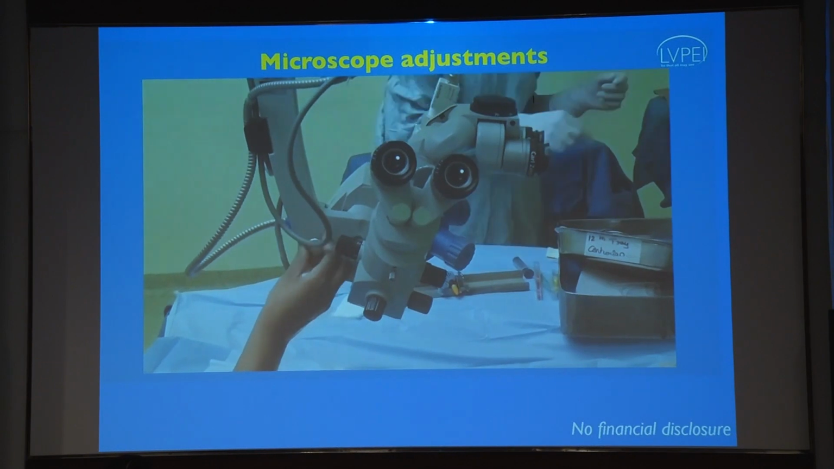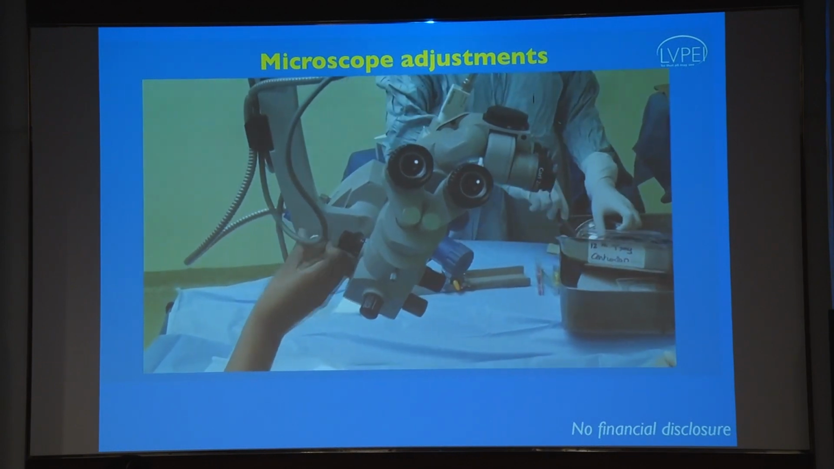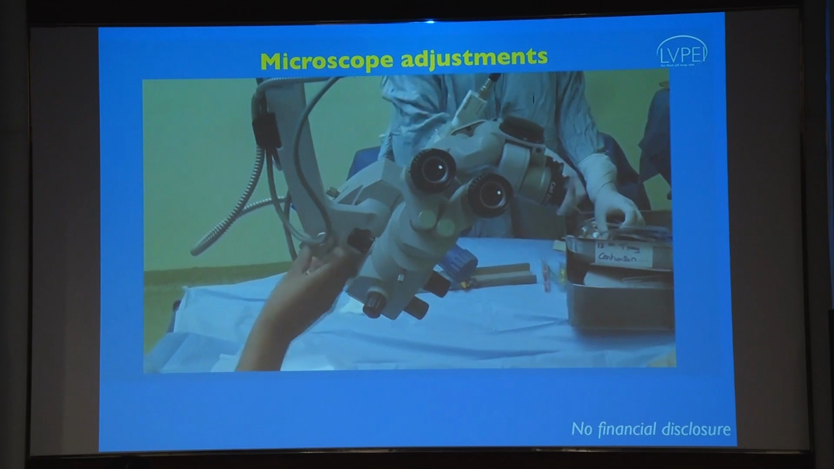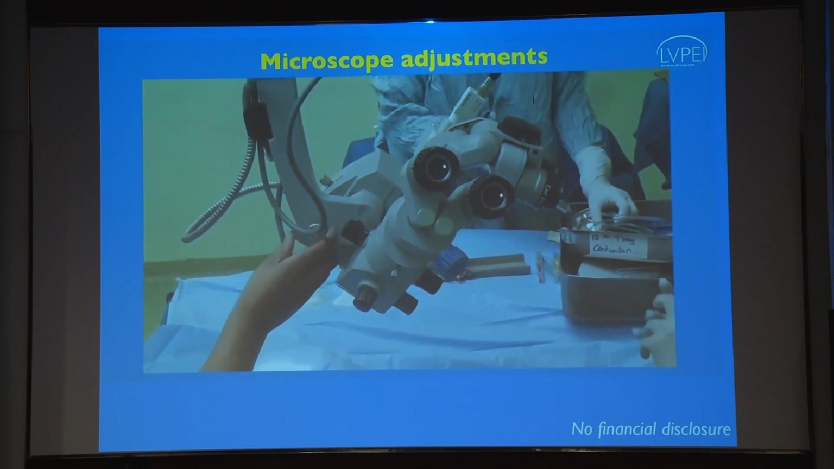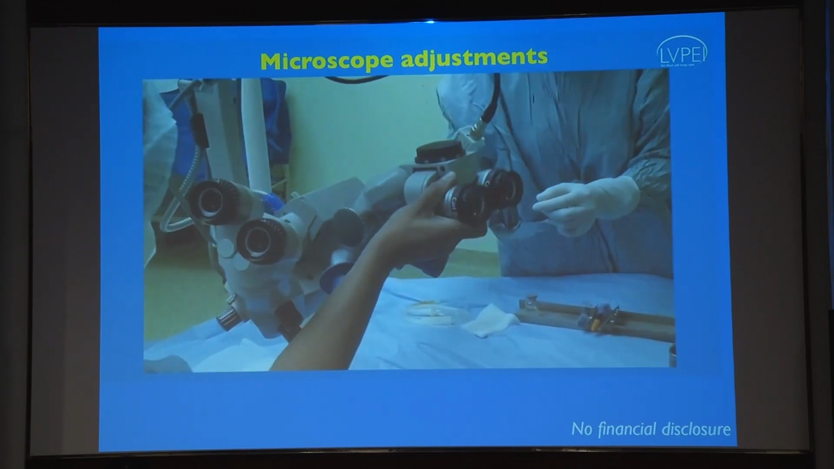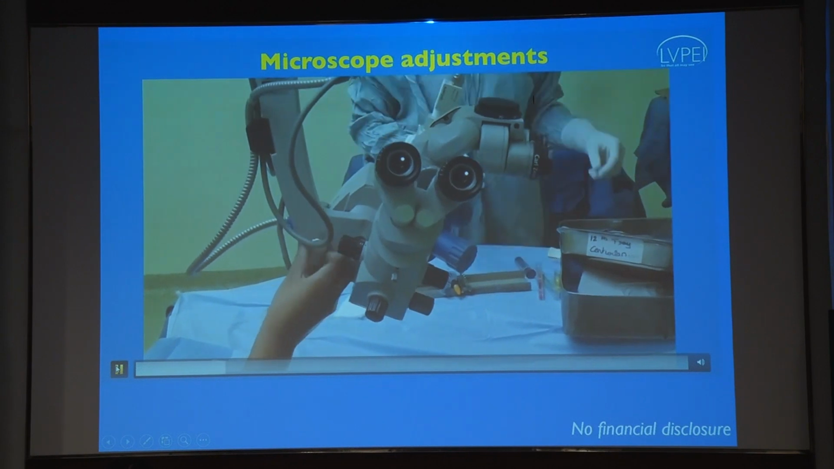So here is a video which shows you the adjustment of the microscope. So this is a Zeiss Lumera microscope where you get this adjustment knob on this side, and you can tilt it at around 35 to 40 degrees.